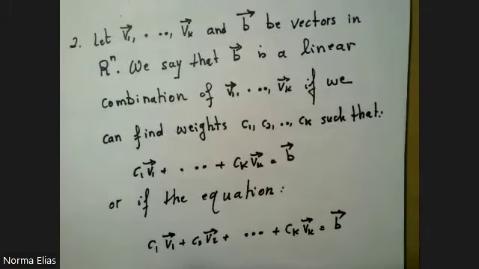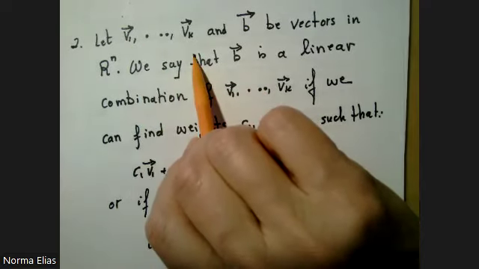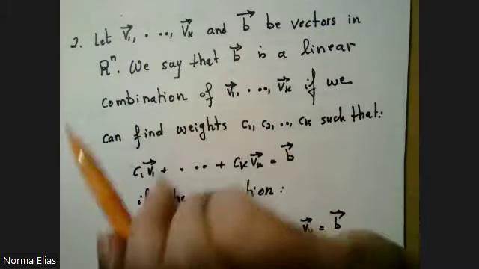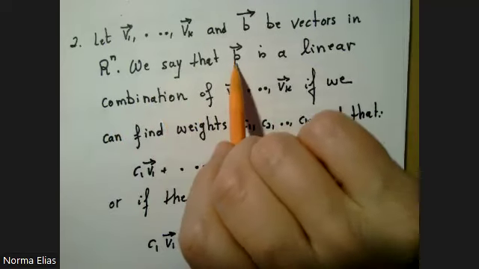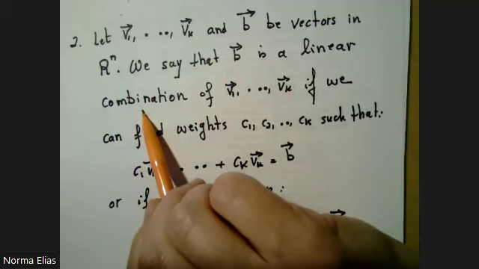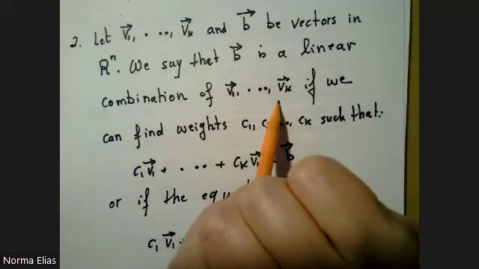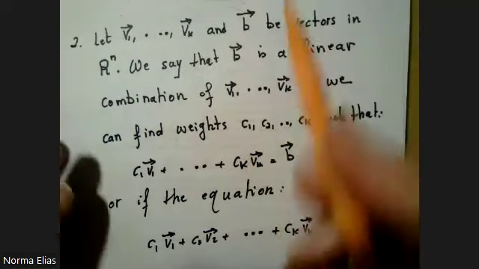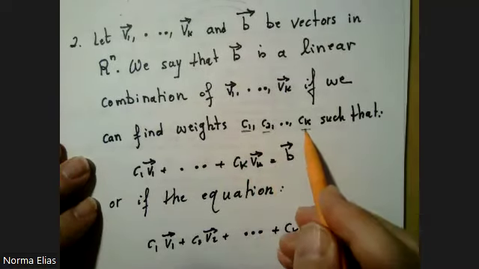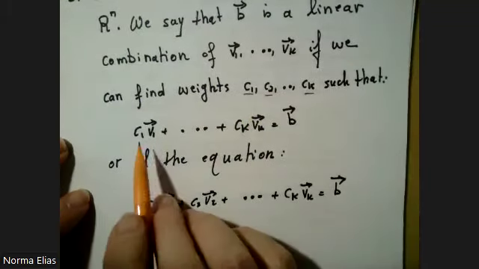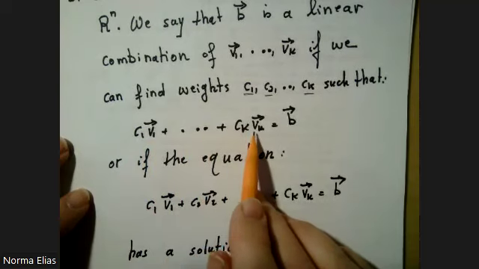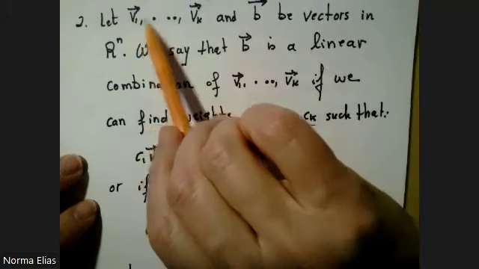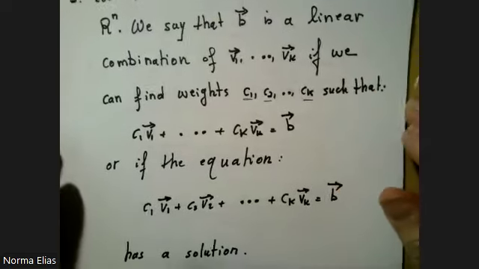So let v1 through vk and b be vectors in Rn. It means each one of those has n components, and I have a lot of them. We say that b is a linear combination of v1 through vk if we can find weights C1, C2 through Ck such that C1 v1 plus etc. Ck vk equals b. It means I can get the vector b by putting weights on those v's and adding them. That's what a linear combination is.